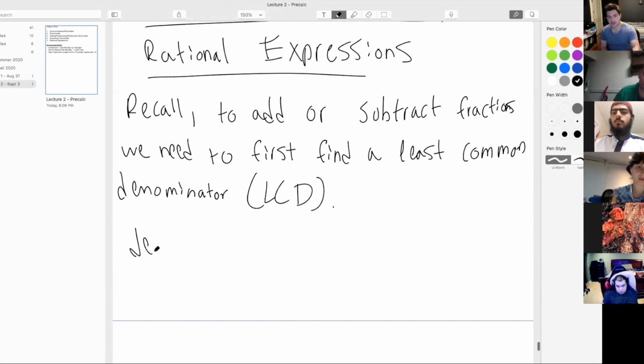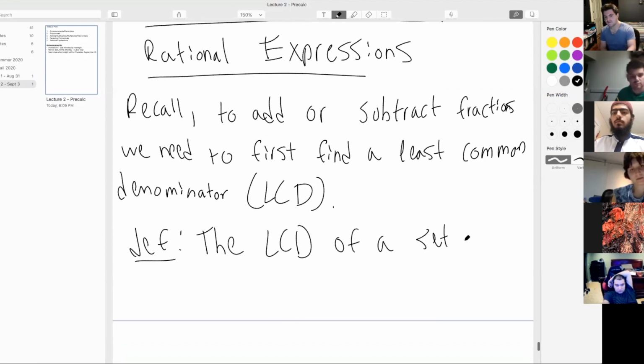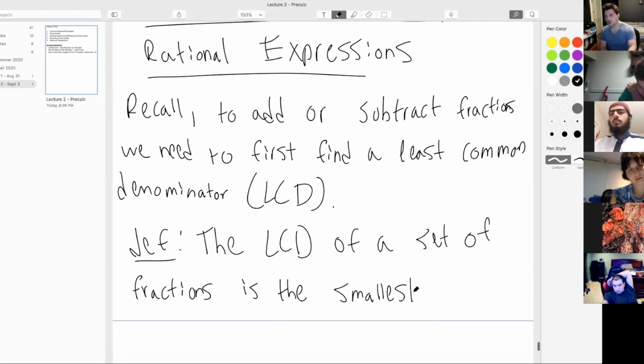Okay, so definition. The LCD of a set of fractions is the smallest multiple the denominators have in common.